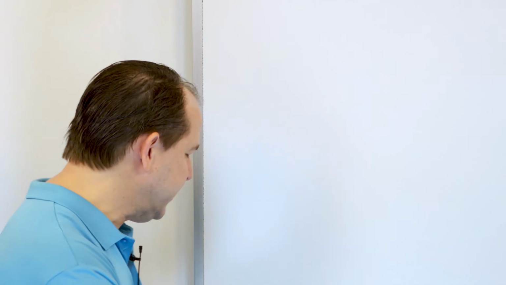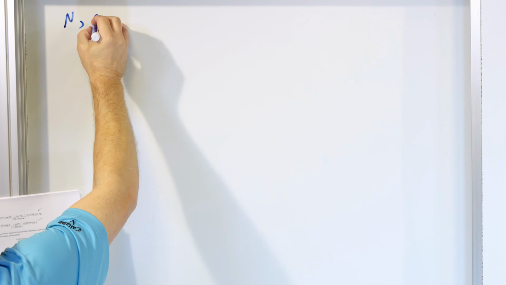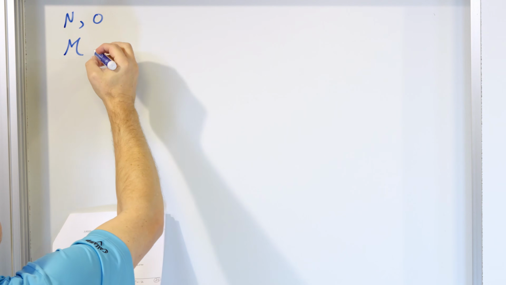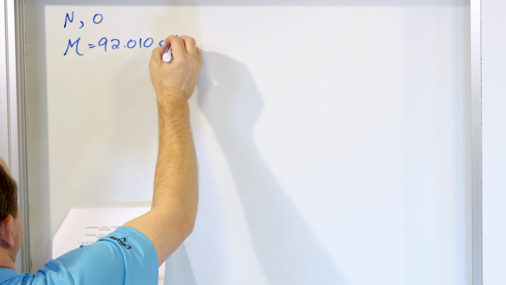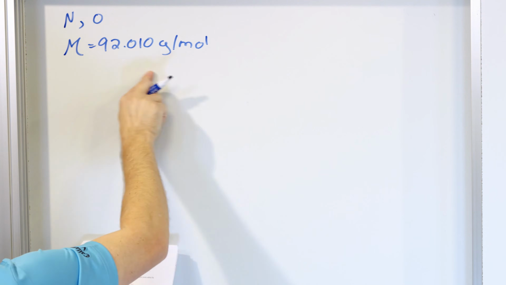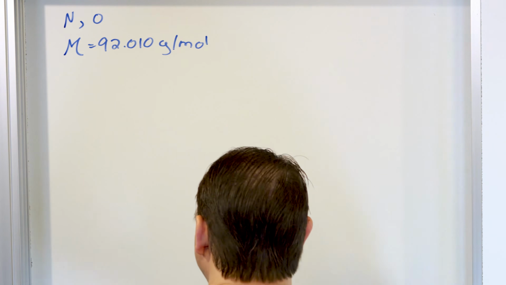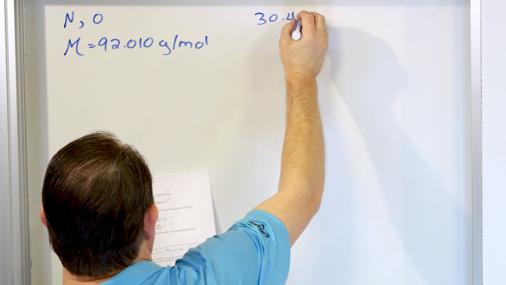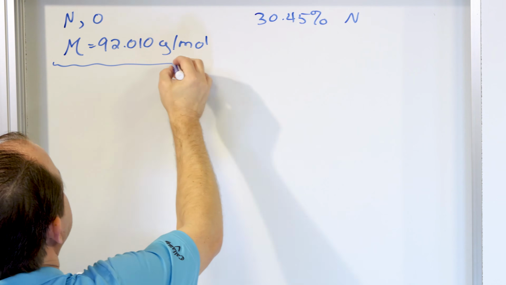Let's write down what we know. So we're going to summarize the information given to us here. First of all, the compound consists only of nitrogen and oxygen. That is important. The compound has a molar mass, fancy M, of 92.010 grams per mole. And this is the molar mass of the actual molecular formula of the compound, okay? Next, we are told that it's 30.45% nitrogen. That's it. And from this information, we have to figure out what is the empirical and the molecular formula.